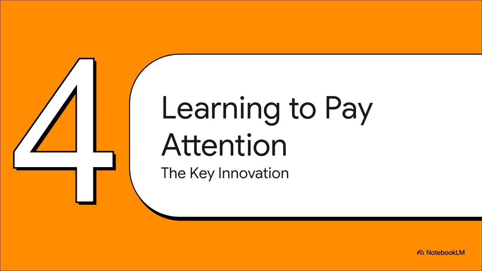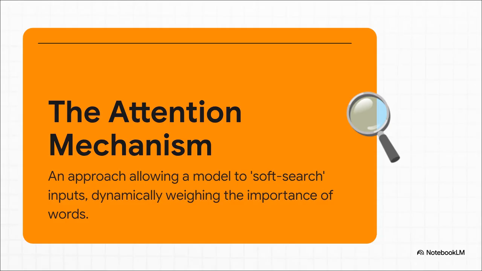To get past this bottleneck, researchers came up with what is, and I'm not exaggerating here, probably the single most important concept in all of modern AI. They taught the models how to do something we do all the time. They taught them how to pay attention. The big idea behind attention is actually pretty simple.